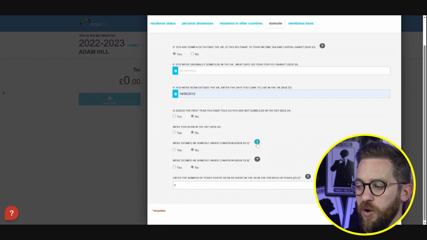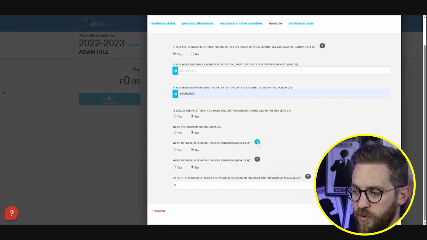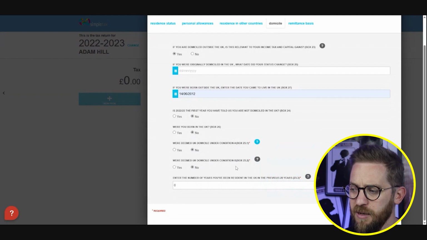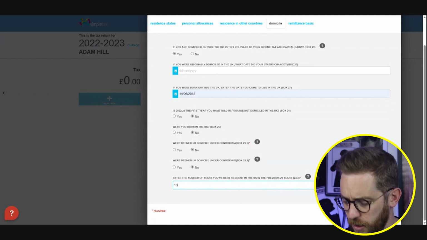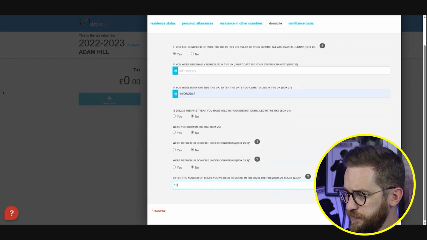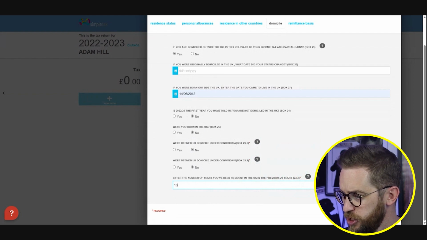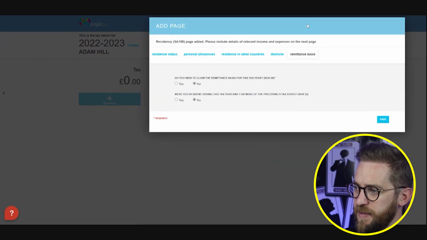If you would like to know what those conditions are, again, you've got the detail by clicking on the question mark here, but they won't apply to my situation. Enter the number of years you've been resident in the UK. So this is going to be important. I'll say 10 tax years resident in the UK, so we can try to see that remittance basis charge being applied. And then I'll just move on to the last tab, remittance basis.